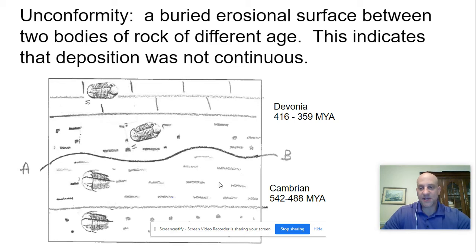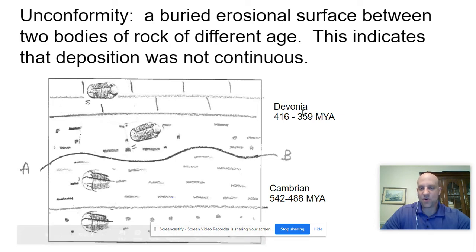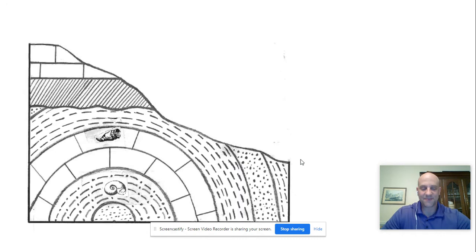In this case, we could identify that there was an unconformity because we have fossils from two different time periods, one being the Cambrian from 542 to 488 million years ago, and then jumping up to the Devonian time period, which was 416 to 359 million years ago. And we can see that a really big chunk of geologic time is missing in between, and that is called the Ordovician time period.